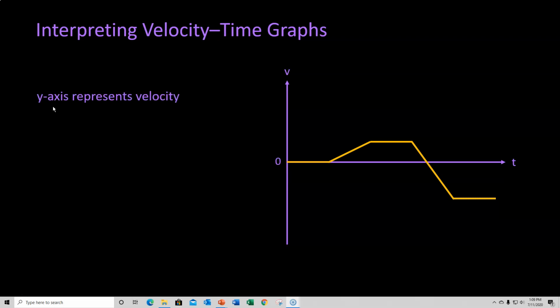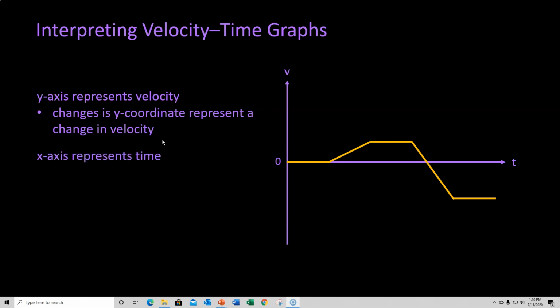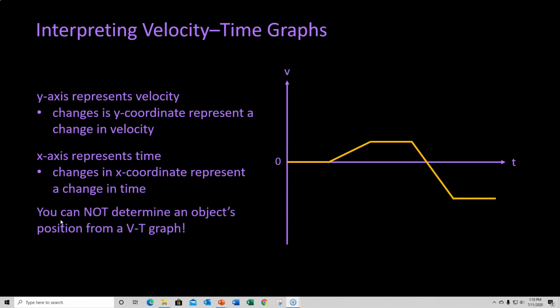First thing we need to realize is that y-axis no longer represents position like it does on a position time graph. The y-axis represents velocity. So changes in the y-coordinate represent changes in the object's velocity. The x-axis represents time, just like it did in a position time graph. So if you have a change in the x-coordinate, that represents a change in time. One important thing here, you cannot determine an object's position from a velocity time graph.